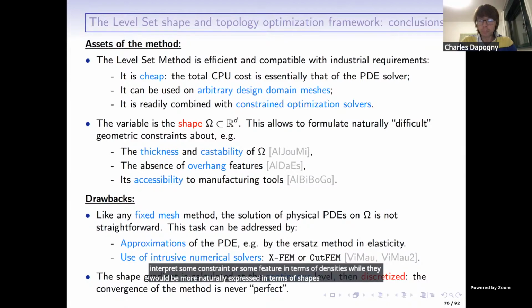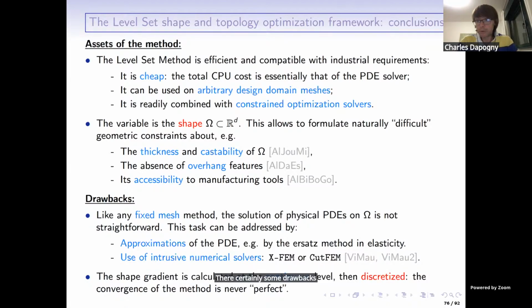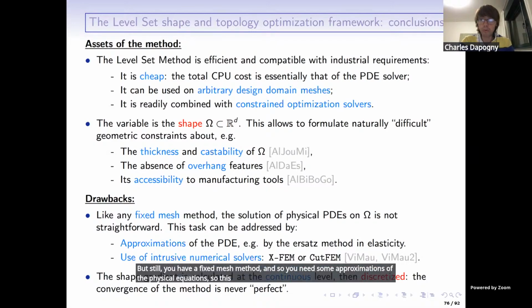There are certainly some drawbacks. You still have a fixed mesh method, and so you need some approximations of the physical equations. This is an ersatz material approximation when you are in the realm of linear elasticity, but in more intricate physical contexts, this could become much more challenging for the numerical accuracy of the finite element resolution.